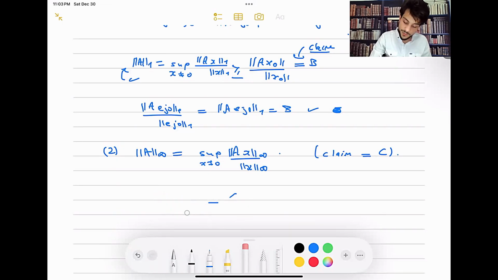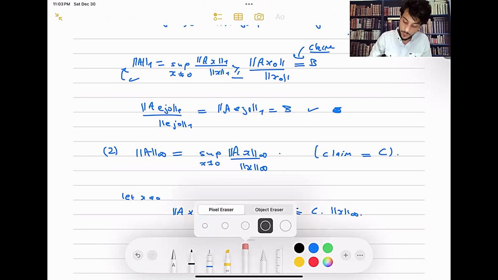So let's fix an x not 0, and let's try to analyze what this is. If we start with this one, and again, the goal is to prove that this is less than or equal to C times the infinity norm of x, so that we can divide by the infinity norm of x, and then we get the inequality that we're looking for.